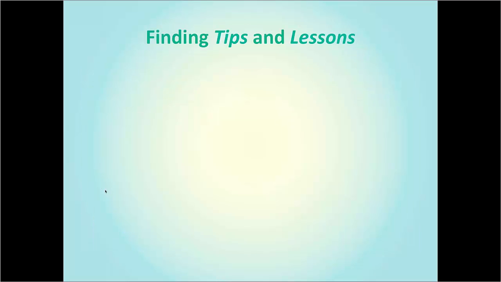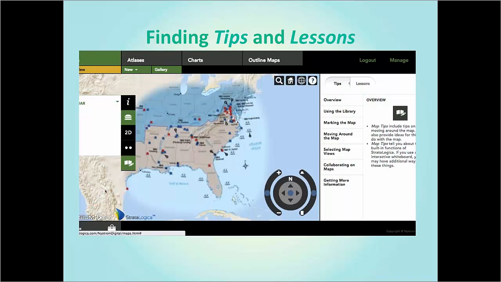One other feature that is really great about StrataLogica and the historical maps is that there's a wealth of tips and lessons that can be used in order to help increase the learning experience of the students. The way I get to the tips and lessons is I click on what appears to be the bottom menu choice. It looks like a book and a pencil. If I click on that, the side window comes open and I can see there are tips, and those tips include things like how to use the library, moving around the map, map views, collaborating on maps, getting more information. So in essence, it's how to use StrataLogica.